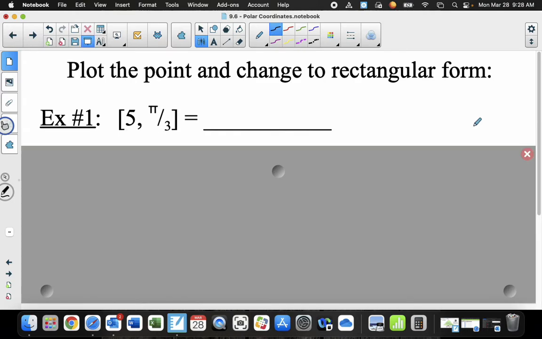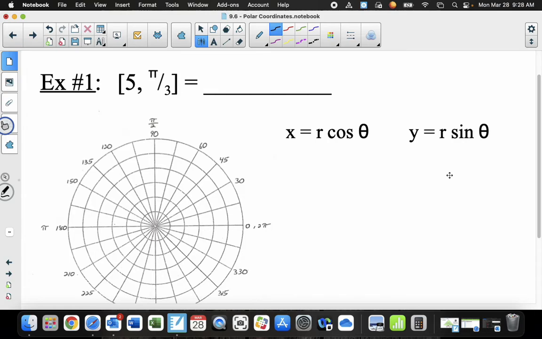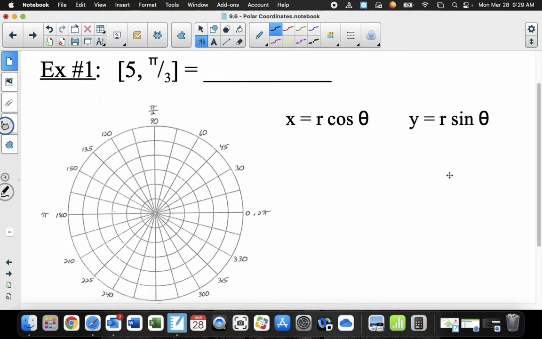So example number 1: we're going to plot this point, and then change it into rectangular coordinates rather than polar coordinates. Let's start with plotting the point. First question, what is pi over 3 in terms of degrees? That's just 60 degrees. So we're going to plot a point at a 60-degree angle that has a radius of 5, 5 units from the origin.